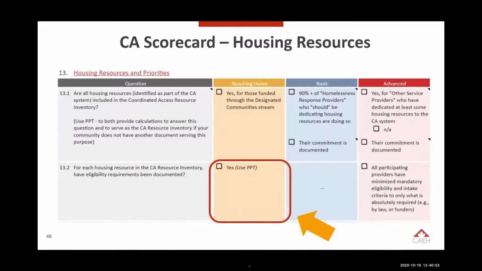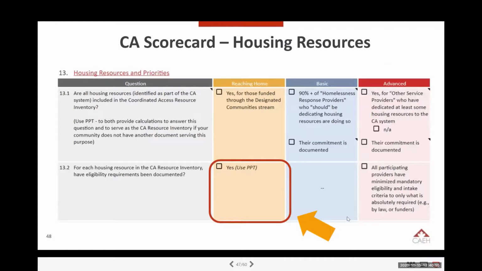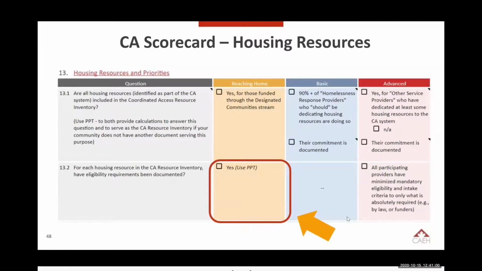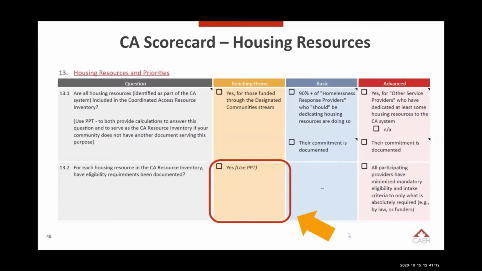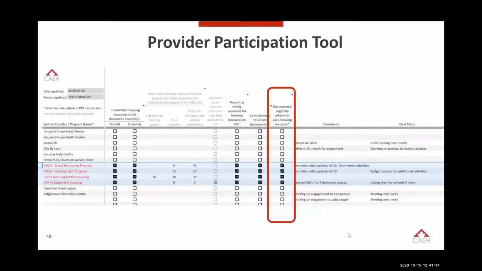Okay. So you'll see here that the next question, 13.2, does ask: for each housing resource in the Coordinated Access Inventory, have eligibility requirements been documented? And so it says yes, and then to use the provider participation tool to help answer that question. If we go to the next slide, you can see where in the provider participation tool you can look to see whether those boxes are checked off.